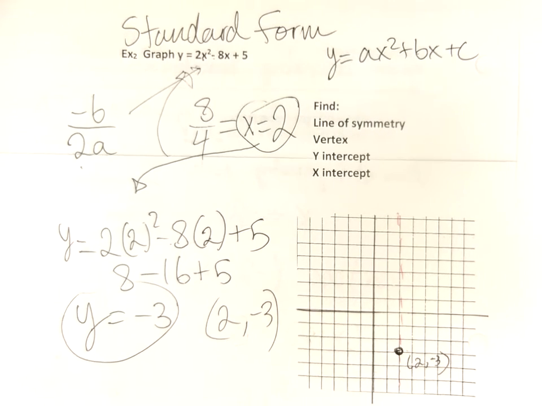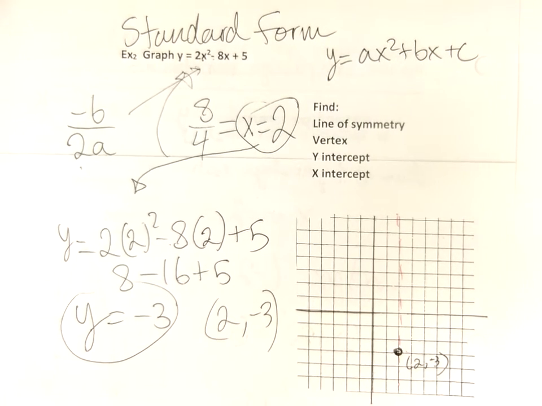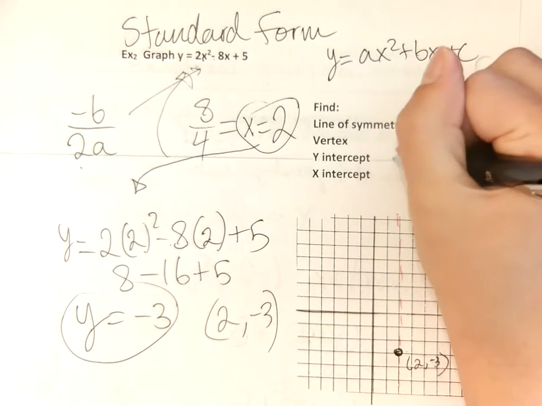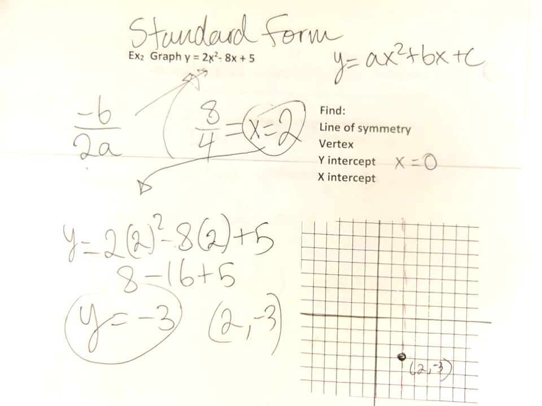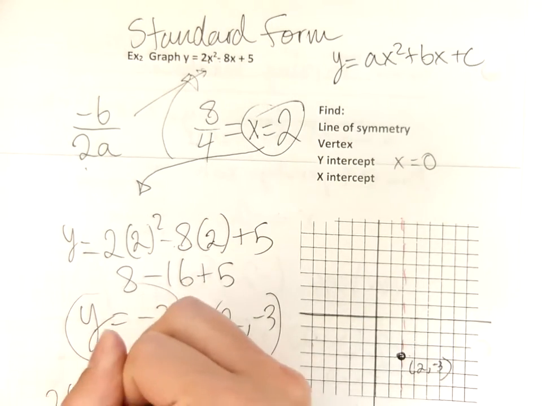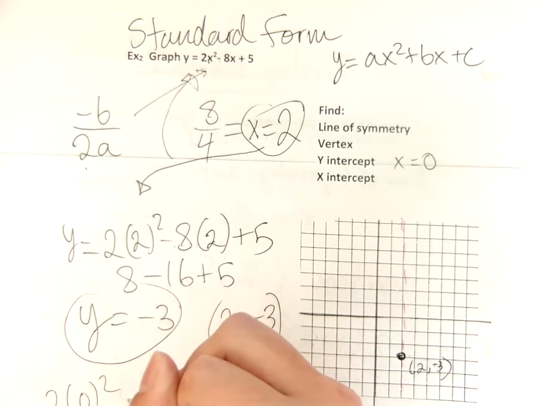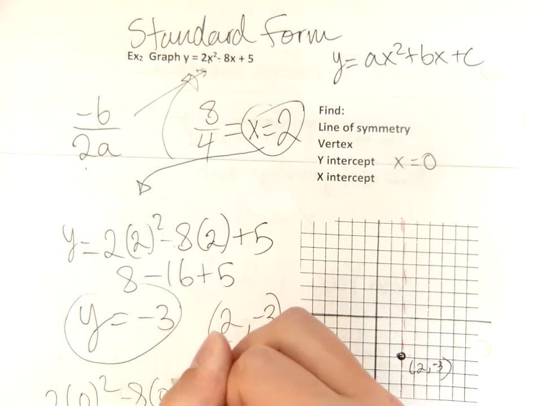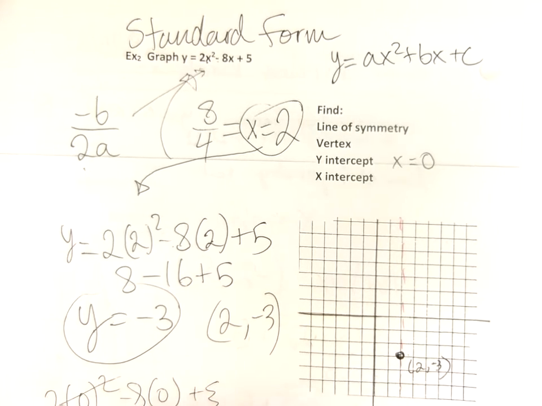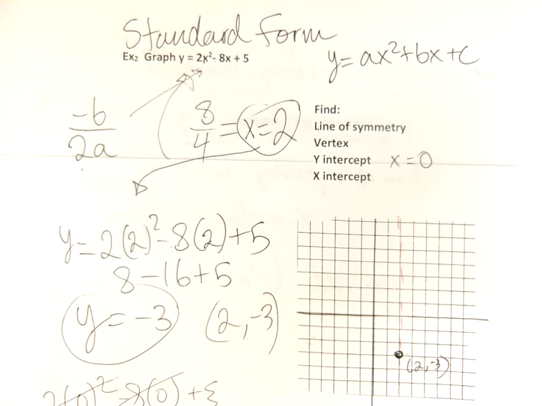All right. So now that we have our vertex, we can do our y-intercept. The y-intercept is at x equals 0. So when we plug in 0 to the equation, 2 times 0 squared minus 8 times 0 plus 5, that cancels everything over here.